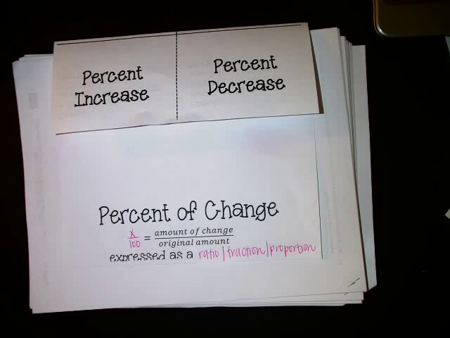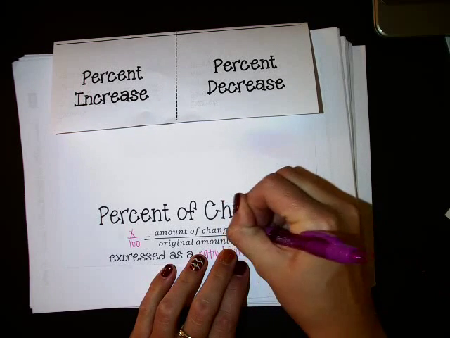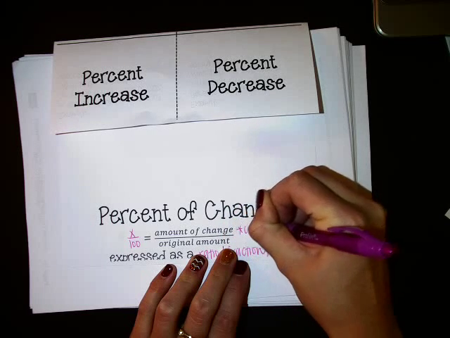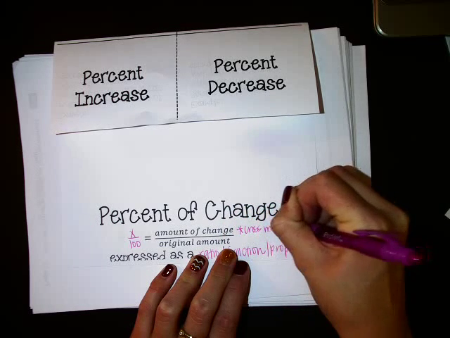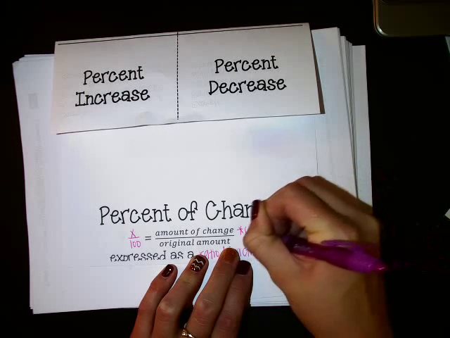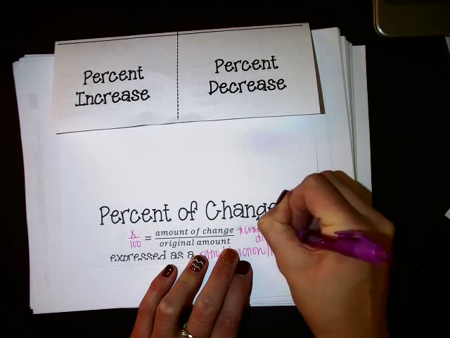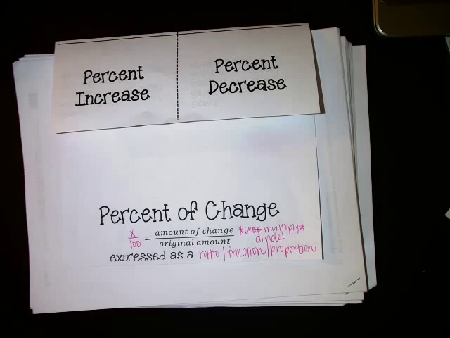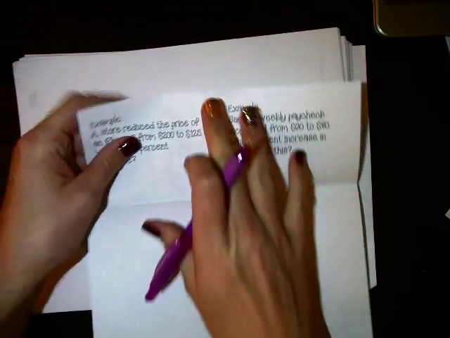Okay, so again, we are cross multiplying and dividing. And that would be a smart thing to put. Cross multiply and divide. Okay? Okay, so let's start with percent increase.